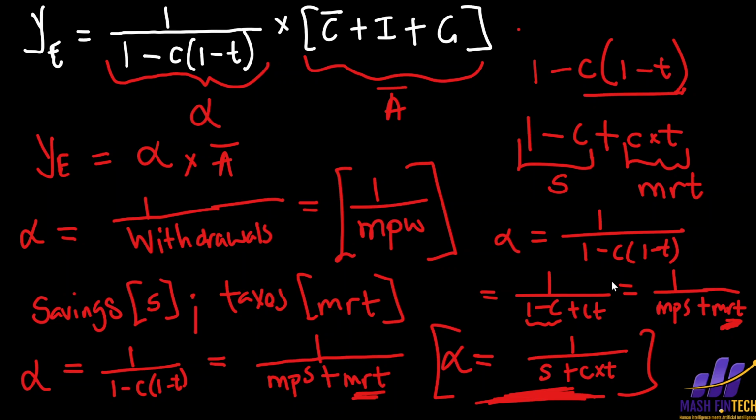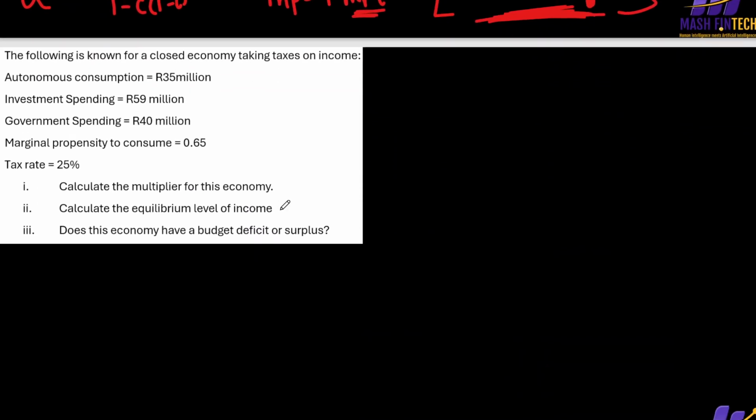So let's do an example. I'll show you what I mean here. And the problem is you might forget to put this. If you just say s plus t, your answer is wrong. You have to multiply the tax by the marginal propensity to consume. All right, let's do an example here.